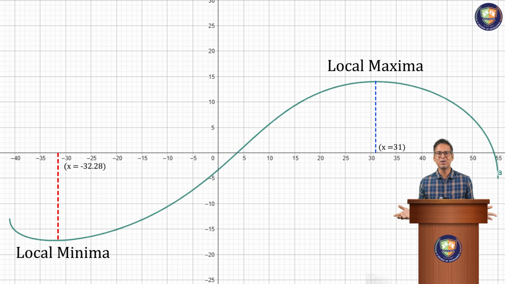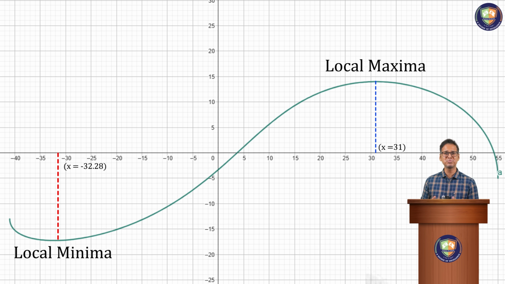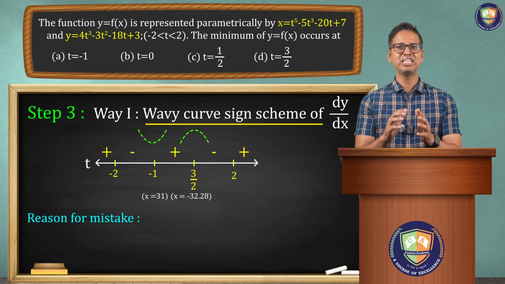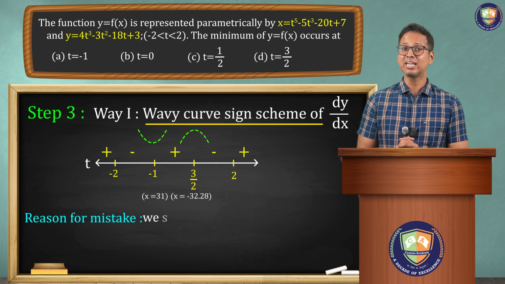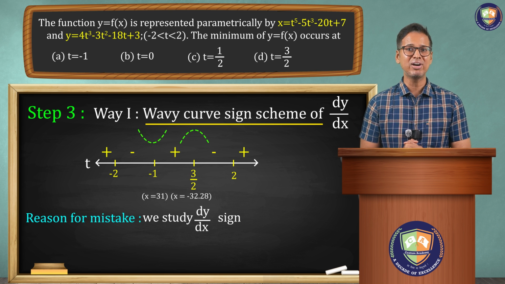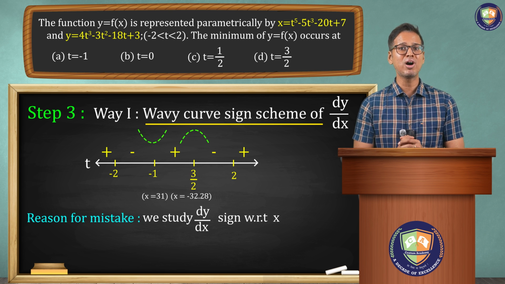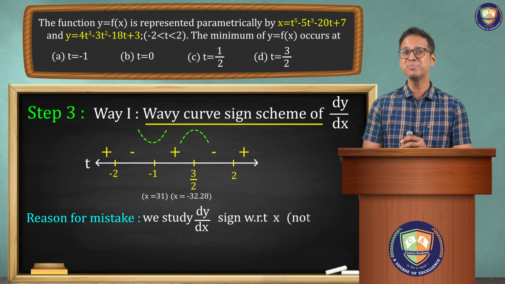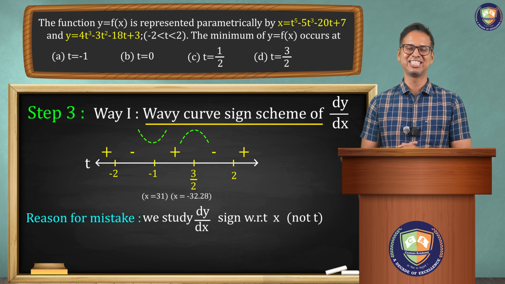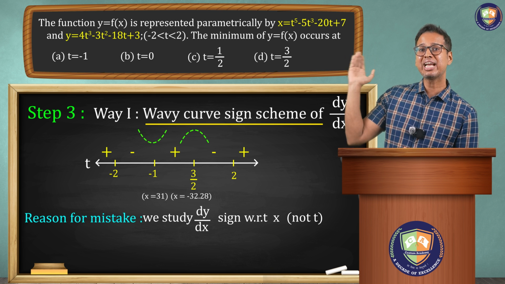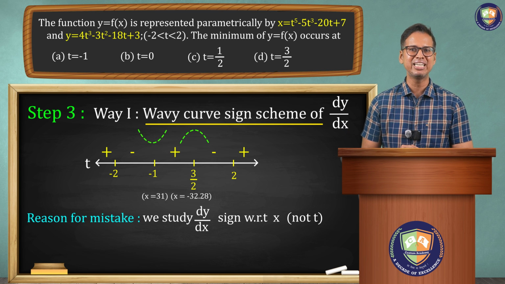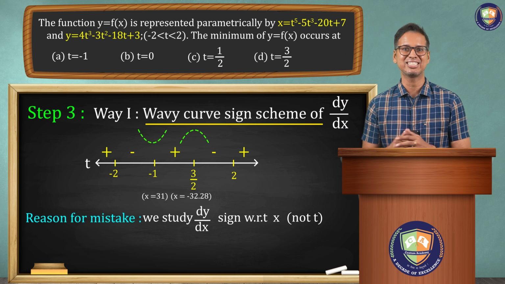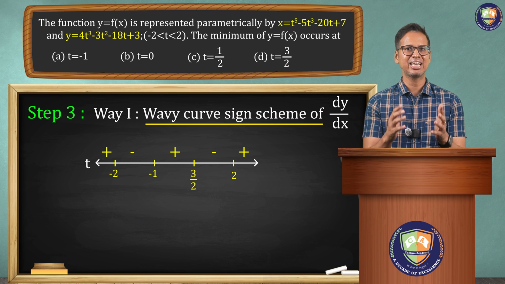So where did we go wrong? Isn't this the same thing that we used to solve other problems as well? Well, let me explain. For knowing the nature of the extrema points, we study the sign change of dy by dx as we move along the x-axis from left to right, not as we move along the t-axis. So what mistake were we making? We were trying to see the sign change of dy by dx as we move along the t-axis. So let me show you the correct picture.